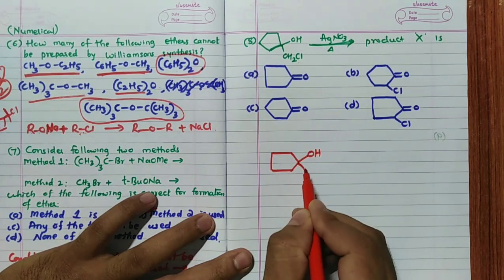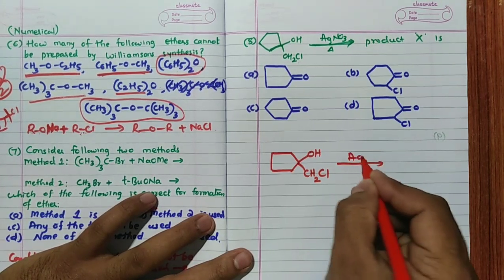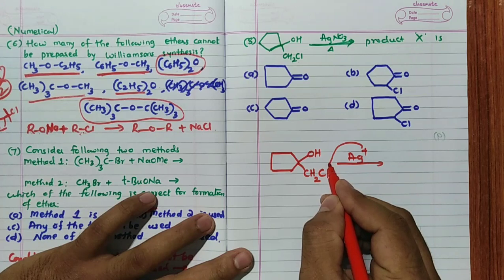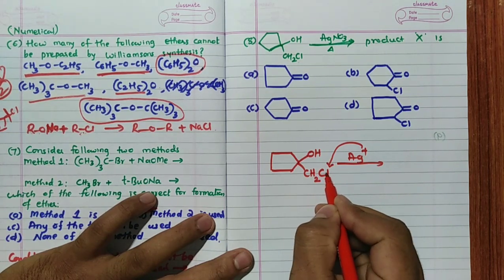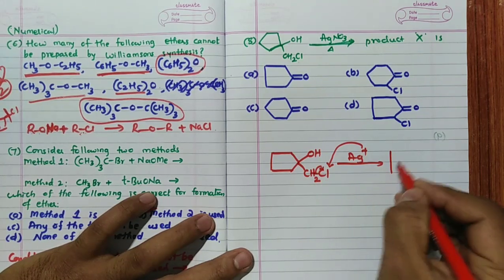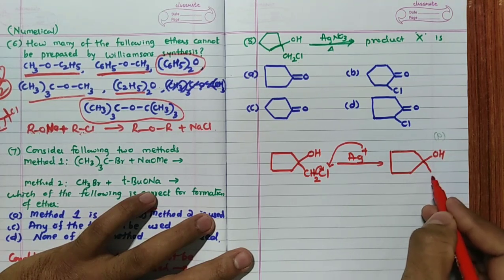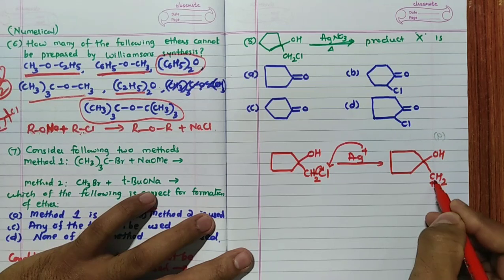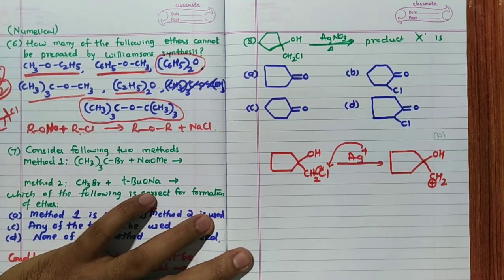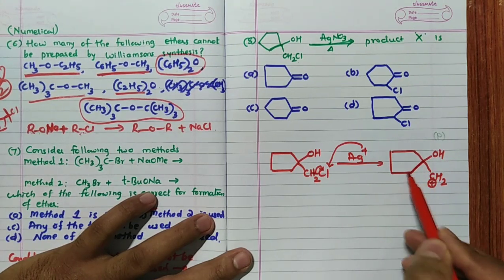OH here, CH2Cl here. So when Ag plus attacks this particular chlorine, this Cl will be removed as Cl minus, hence it will form a carbocation. OH is here and CH2 carbocation here. Whenever such a carbocation is formed, it will immediately undergo a ring expansion reaction.